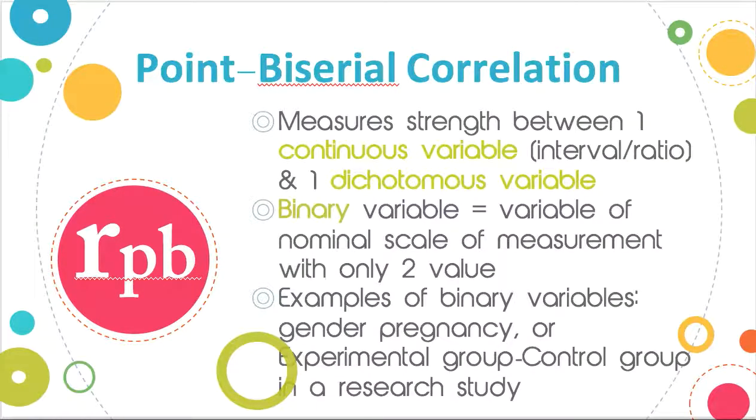A point-biserial correlation is used to measure the strength and the direction of the association that exists between one continuous variable and one dichotomous variable. It's a special case of the Pearson's product moment correlation, which is applied when you have two continuous variables, whereas in this case, one of these variables is actually categorical with only two categories. So the continuous variable is measured at the interval or the ratio level.